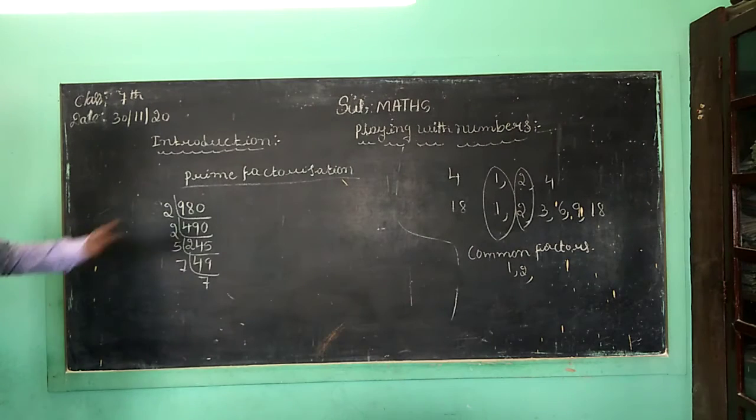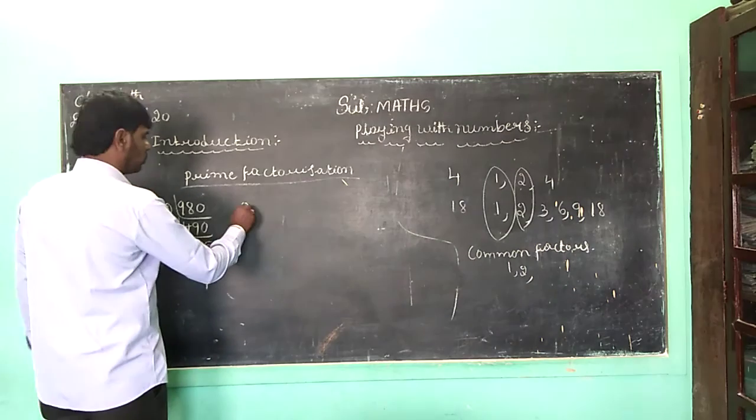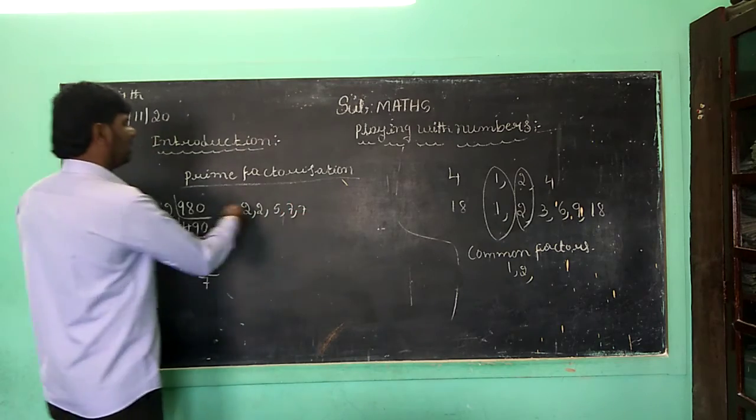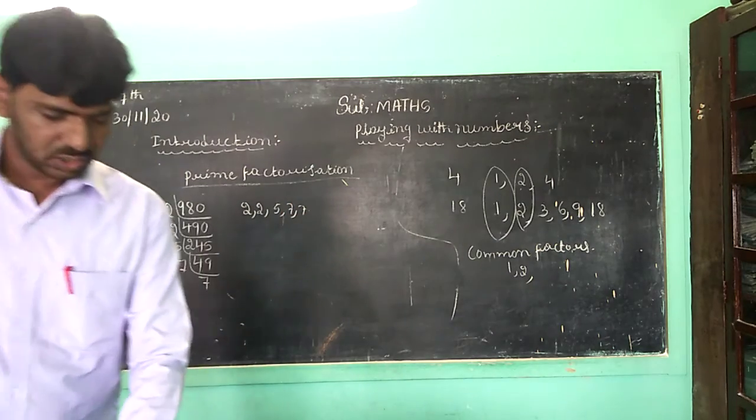What are the prime factors of 980? You want to write here 2, 2, 5, 7, 7. 2 comma 2 comma 5 comma 7 comma 7. These are the prime factors of 980, children. Any doubt, children? No doubt.